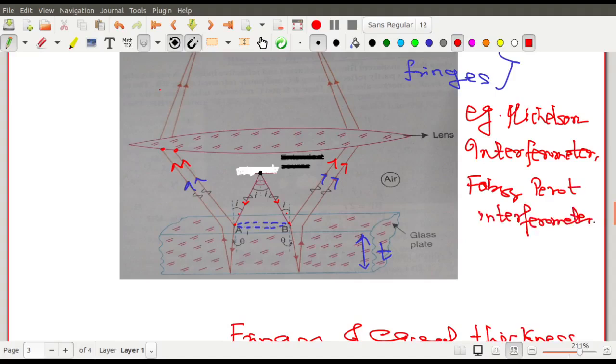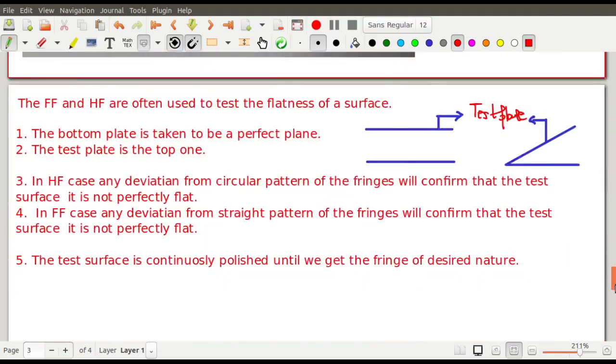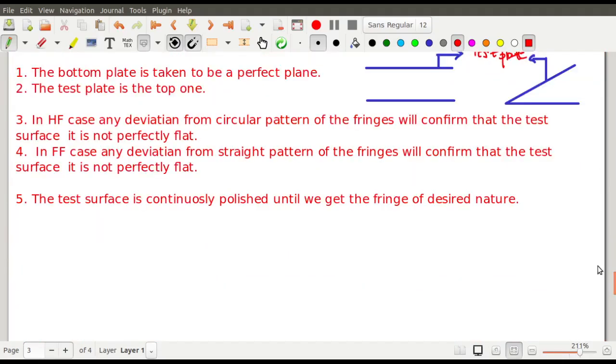Okay, so these are the examples of fringes, the Haidinger fringes. And so you just polish the surface until you get the desired nature, that is the circular nature. Okay, fine.